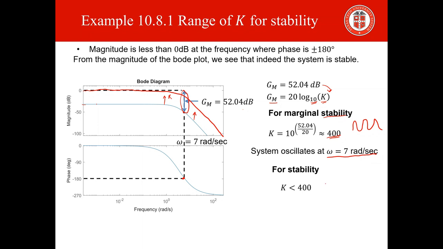So for all conclusive purposes here, to ensure stability, we need the gain K. You think about our controller K for some G of S for some closed loop system. This is Y being fed back and our reference signal R. This K has to be less than 400 for this system to be stable.